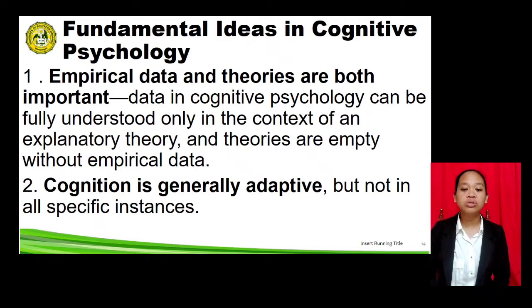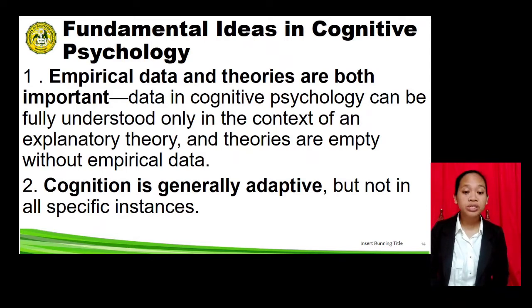So prediction is also an important goal of science. So theory assists in both explanation and prediction. Theories generate data collections, which help correct theories, which then lead to further data collections, and so forth. Second one, cognition is generally adaptive, but not in all specific instances.